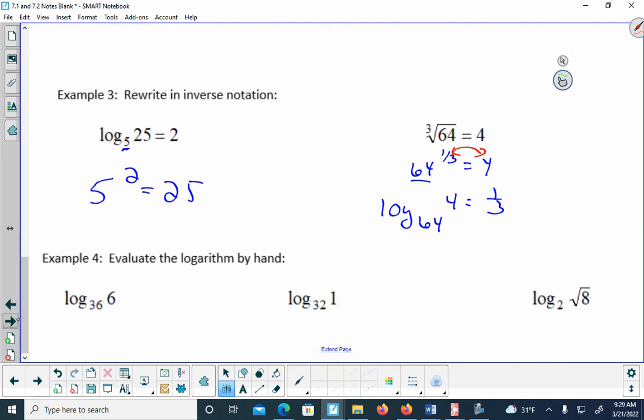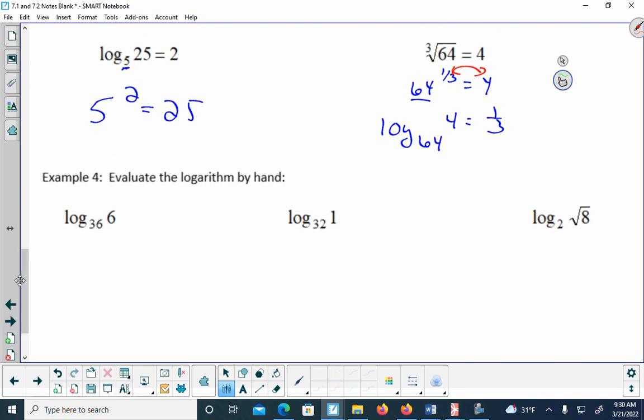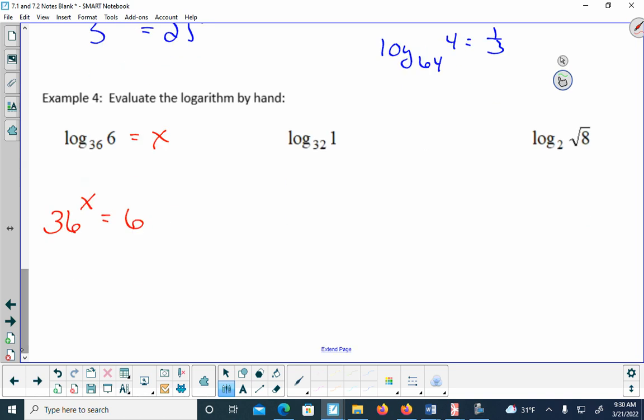To evaluate the log by hand, this is where I take the calculator away. I like to set it equal to x. So I'm going to say 36 raised to what power is equal to 6. Well, I can make life hard, or I could realize that if I take the square root of 36, that's going to equal 6. So x has to equal 1/2. This one: 32 raised to what power is equal to 1? Anything raised to the 0 power is equal to 1, so x is going to equal 0.